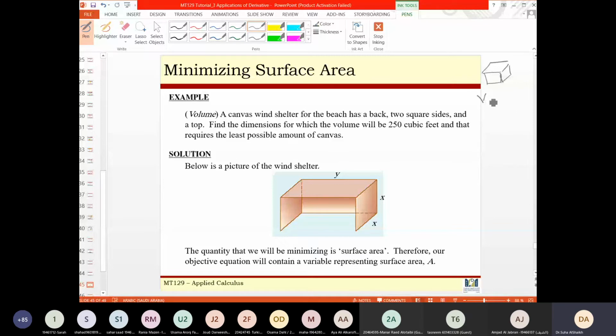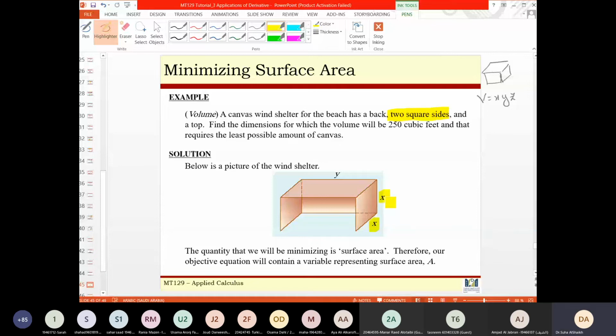So this example here, we are talking about the volume thing. Now we have a canvas wind shelter for a beach that has a back, 2 square sides and a top. Shelter means a place for protection, a shelter or canopy at the beach. It has a back, 2 sides and a roof, a top, as you can see in the picture. And it has 2 square sides. This is an important sentence. What does square sides mean? It means the dimension is x and x on the sides.